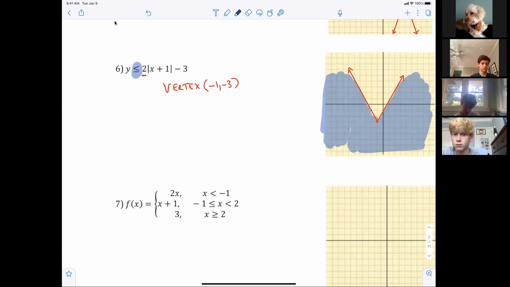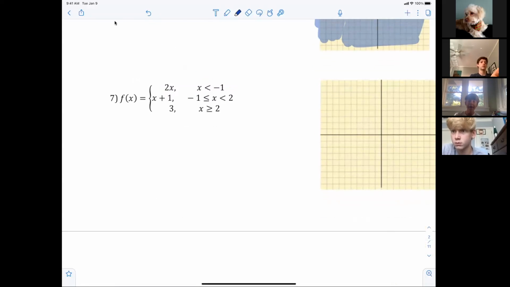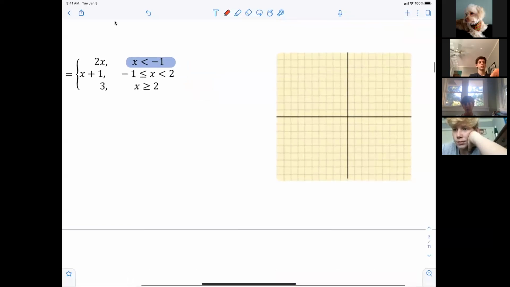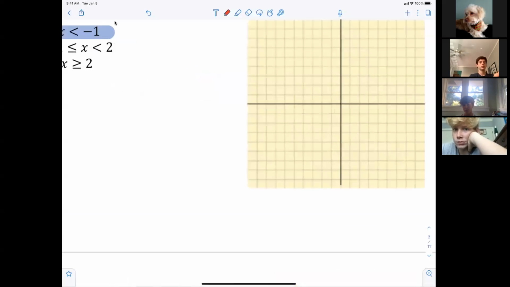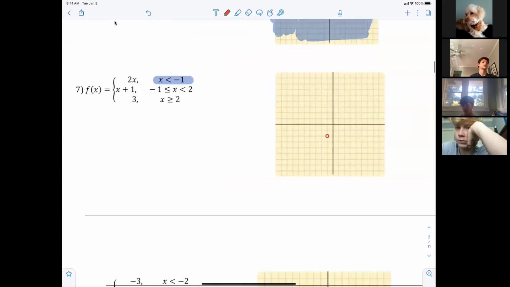Now number 7 is the one that most people have a little trouble with. This is a graph that is cut into 3 pieces. The first piece is going to be less than -1. Remember what I told you, there is no first number less than -1, so you plug in -1. When you plug in -1, you get -2. However, you want to make it just an open circle. It's not filled in.